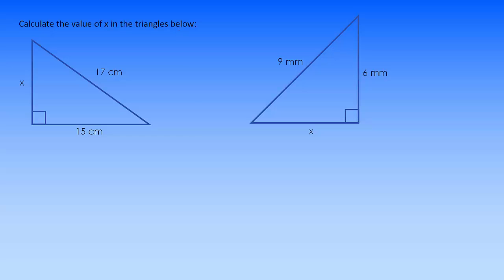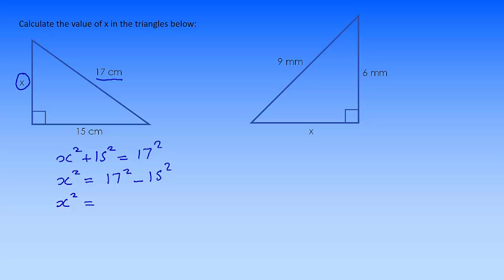Calculate the value of x in the triangles below, and we can see here that x is now a shorter side. So, always start with the hypotenuse on its own. So x squared plus 15 squared must be equal to 17 squared. So the hypotenuse is on its own. Subtract 15 squared from each side, and then x squared is 17 squared minus 15 squared.